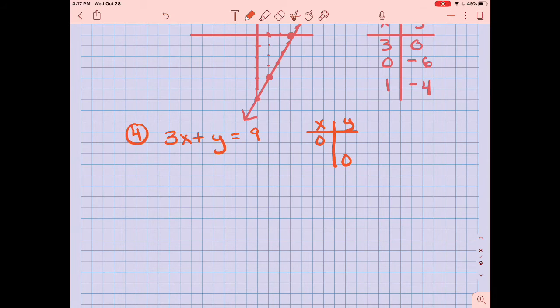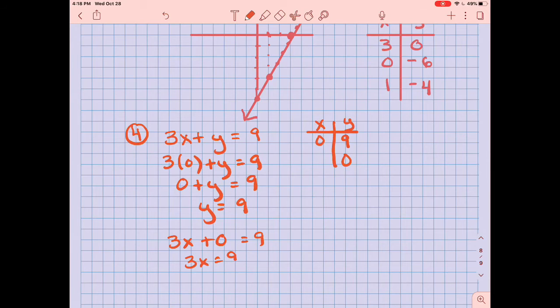So to choose 0 for x, it's going to look like this. I have 0 plus y equals 9, or y equals 9. And then if I want to plug in 0 for y, it's going to look like this. And I have my 2 points, and I'm going to graph.